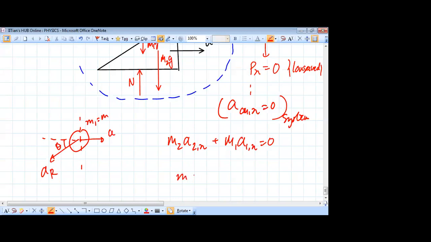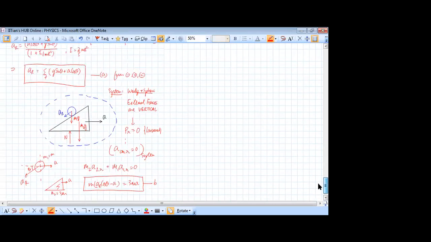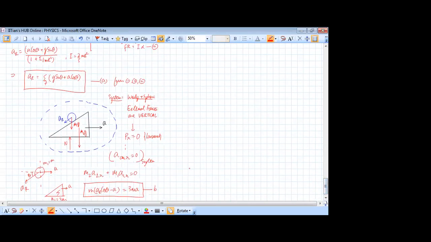So m into e relative cos theta minus e should be balanced by this. Okay. So m2 is equal to 3m. So 3ma. So this becomes my equation B, which is coming from consideration of center of mass, horizontal momentum being conserved. Okay. So now solving A and B becomes pretty simple.